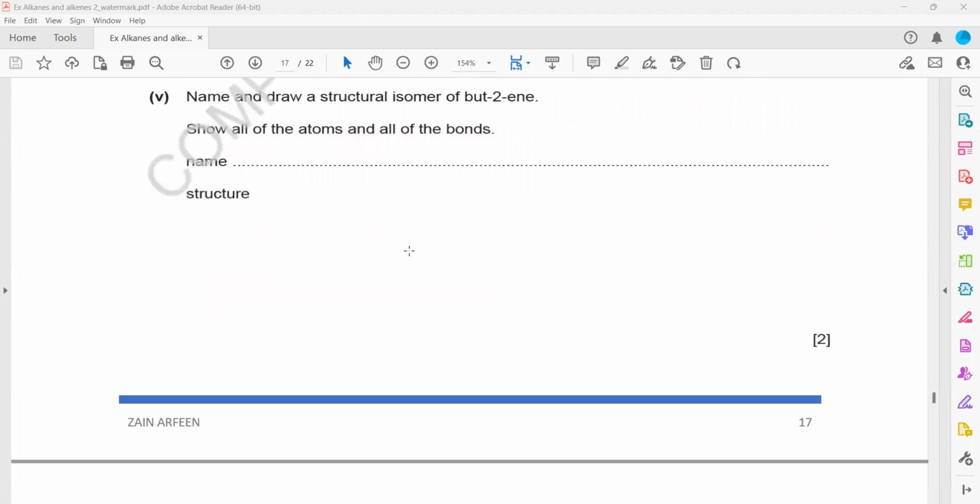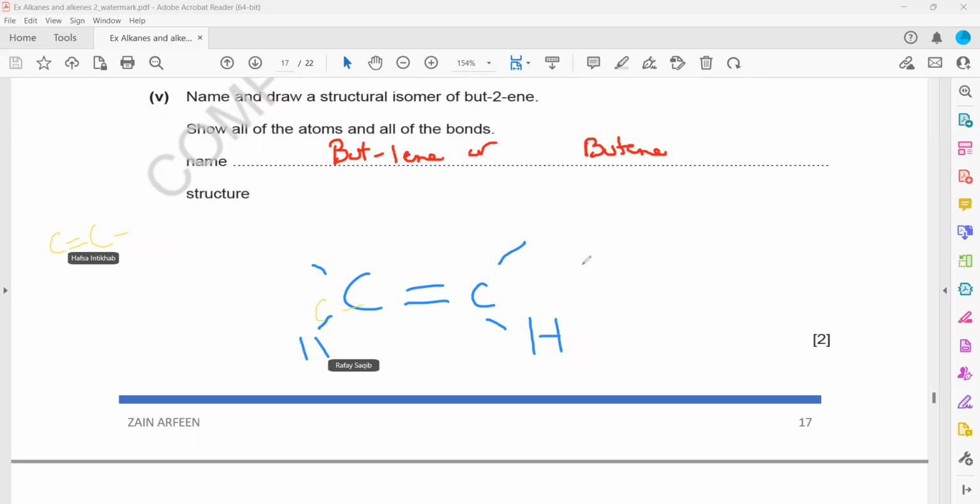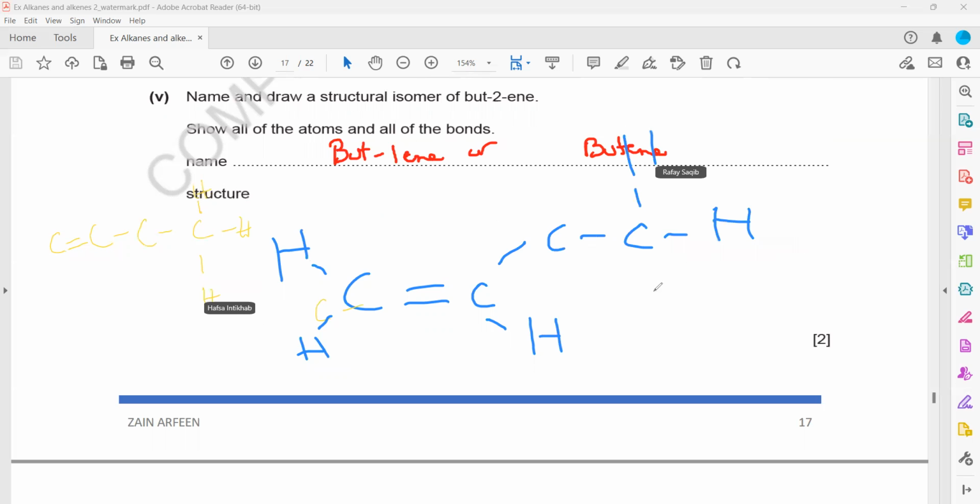Then name and draw the structure of an isomer. So if you want to draw an isomer, what do we see? Butene we can draw, so draw the structure of butene. Whenever you draw the structure, show all the bonds and all the atoms.